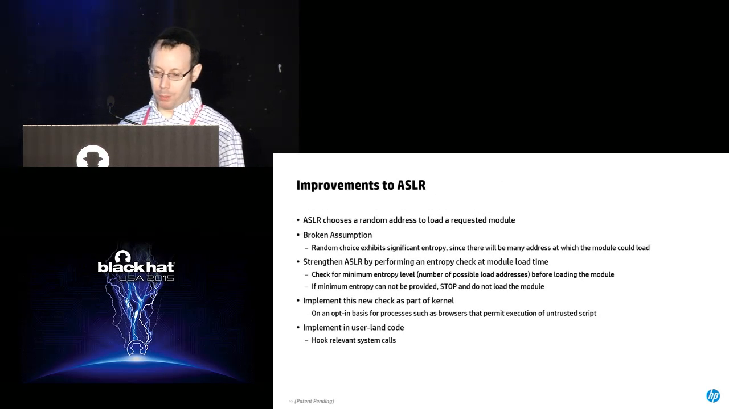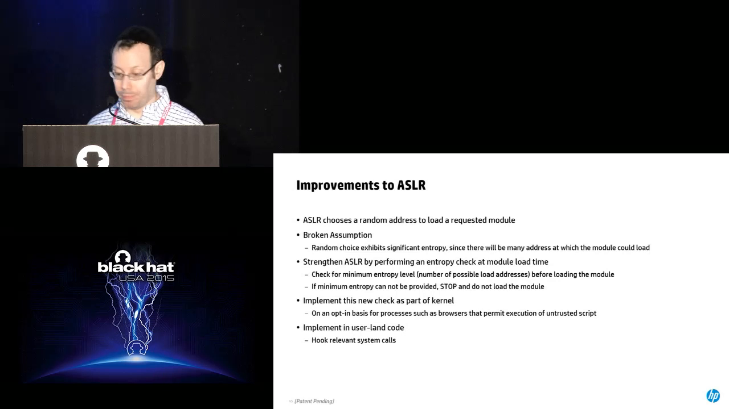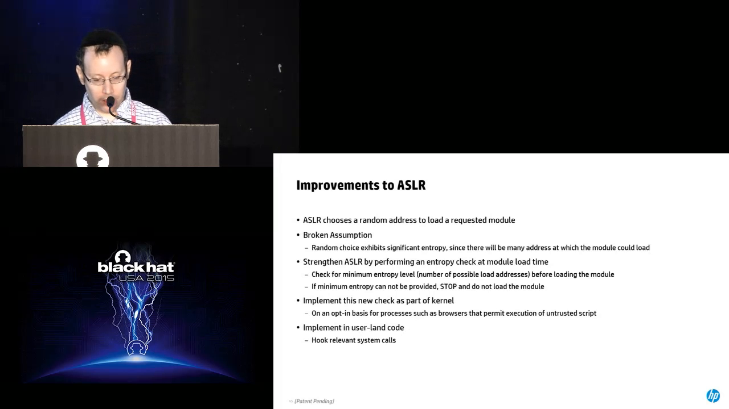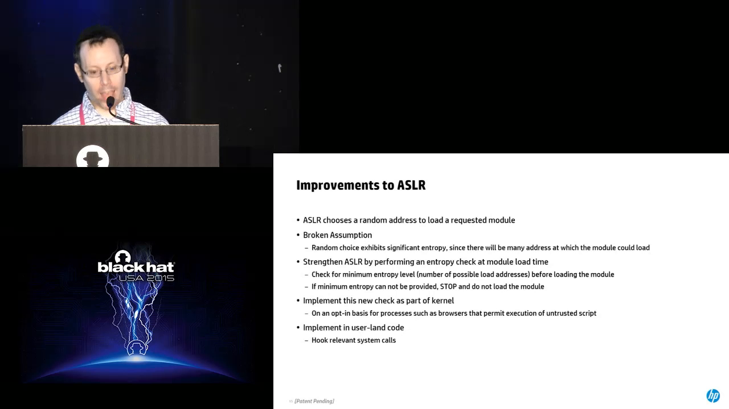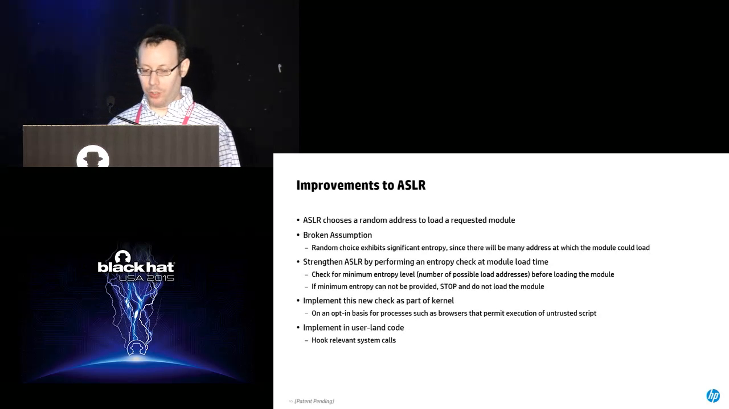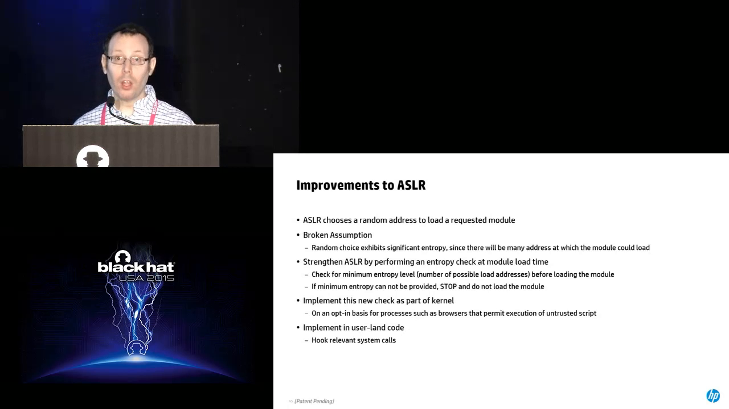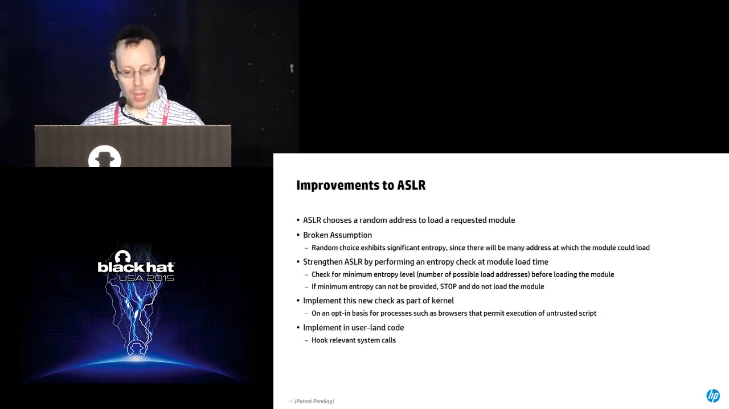Our next suggestion pertains to strengthening ASLR. Taking a look at how we got ASLR to fail, you can notice that the attacker was able to violate one of ASLR's assumptions by preparing the address space in a particular way. Here's the particular assumption that ASLR makes: when it chooses a load address for a module from among the set of possible load addresses, this random choice will exhibit a significant amount of entropy. But an attacker can break this assumption by radically narrowing the set of possible load addresses before the module loads.